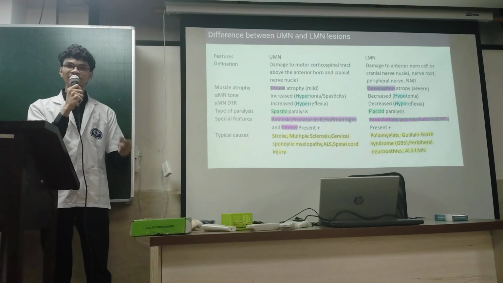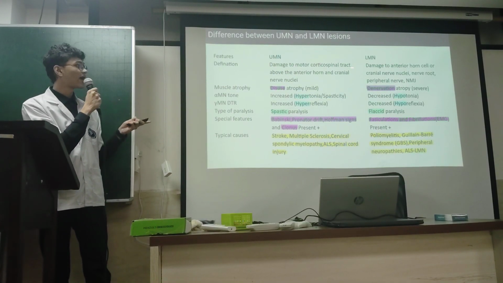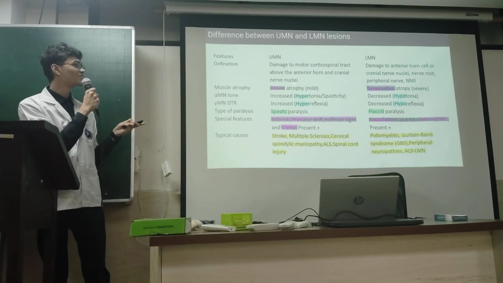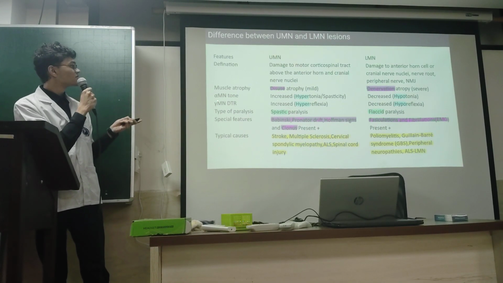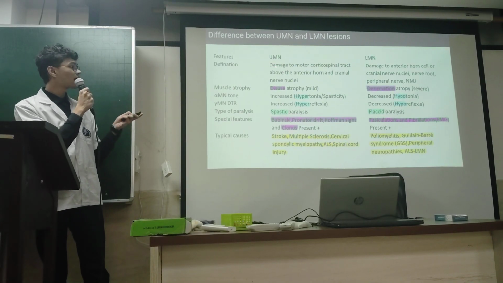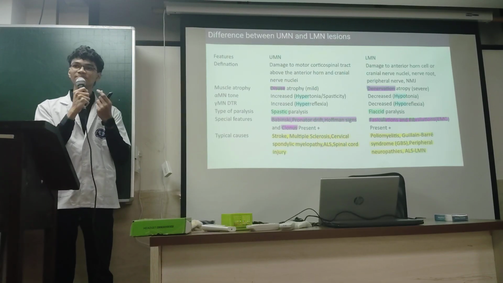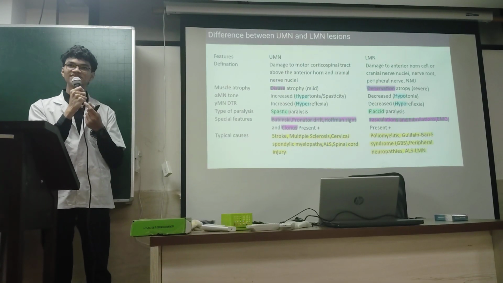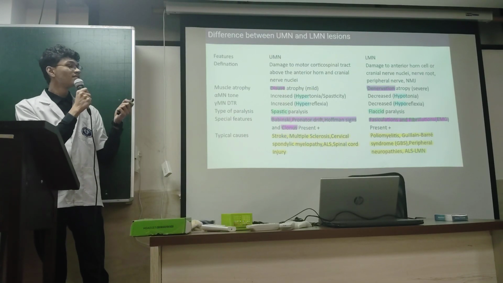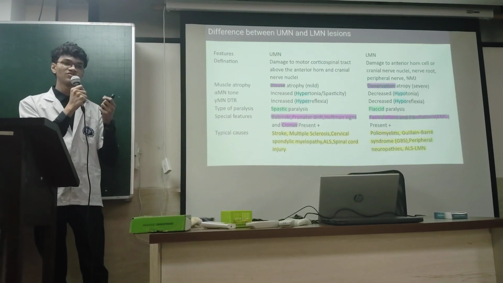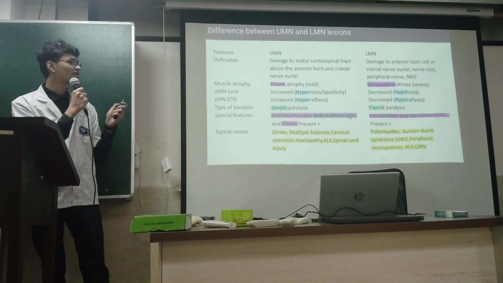Now the main difference between upper and lower motor neuron lesions: this is due to damage above the anterior horn cell and the cranial nerve nuclei. This is caused at the junction or below it. So the atrophy in upper motor neuron is disuse, because in the upper motor neuron lesion, at least some part of the muscle is still functional. So it causes disuse atrophy. Whereas in lower motor neuron lesion, the lower motor neuron is completely damaged. So the nerve supply to the muscle is greatly affected, which causes denervation atrophy.